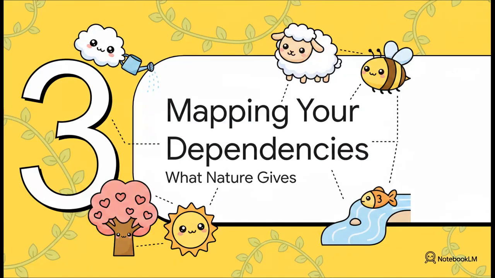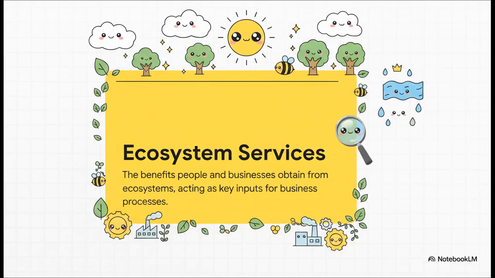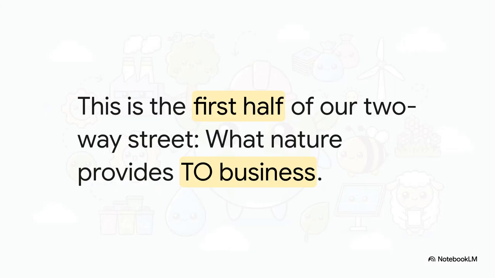Okay, time to draw our first line. We need to figure out what the business needs from nature. This is all about mapping its dependencies. The official term for this is ecosystem services. And I want you to really pay attention to that word, services. We're not just talking about raw materials here. Calling them services really highlights that these are essential contributions that nature provides, often completely for free, that make our entire economy tick.